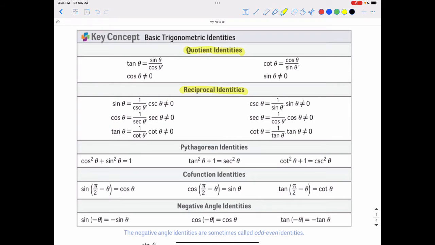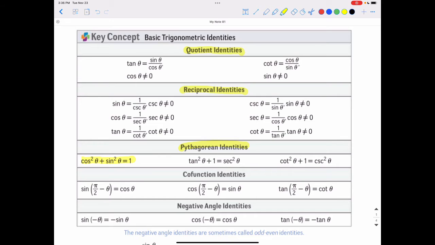Some of the new ones, though, regarding the Pythagorean identities in the middle. Pythagorean identities, the first one over on the right-hand side, cosine squared theta plus sine squared theta equals 1. This is a very big identity in trigonometry. If you have some angle, take the cosine of that angle and square it, and then add to that the same angle's sine, and then square that, you will always get 1 as your answer. Same thing with tangent squared plus 1. It always equals the secant squared of theta, and cotangent squared plus 1 always equals cosecant squared theta.